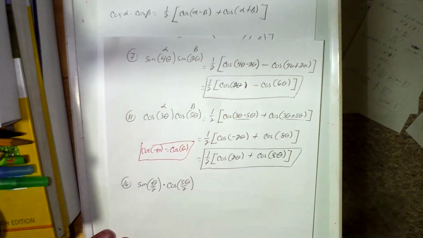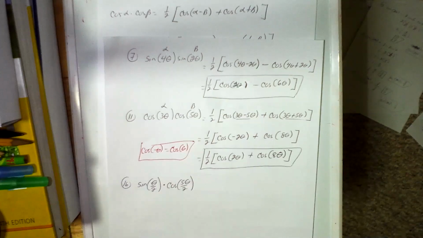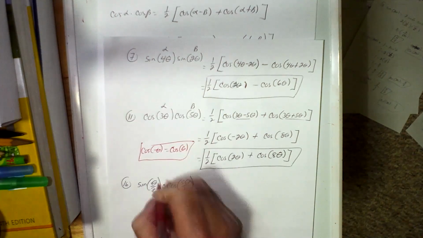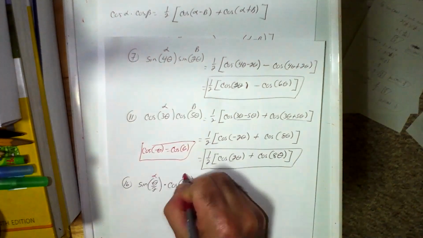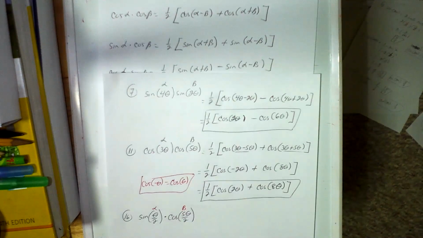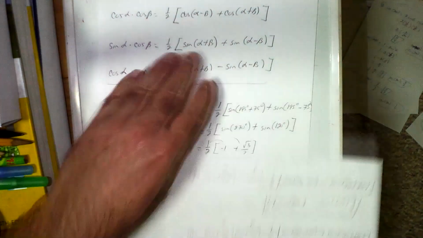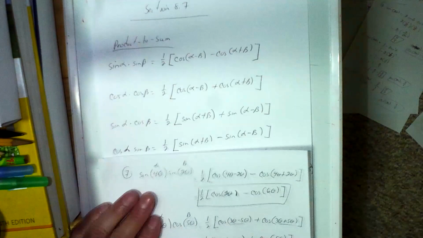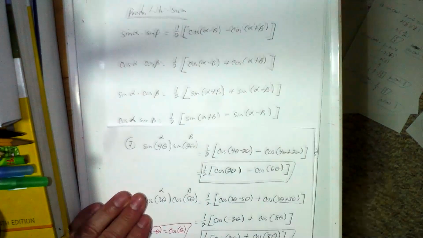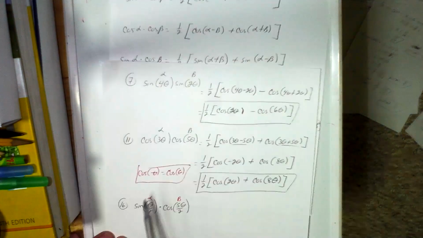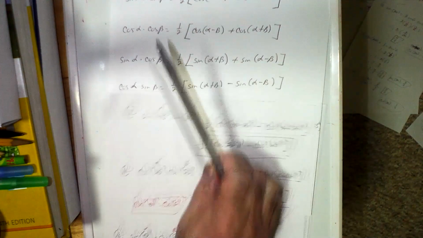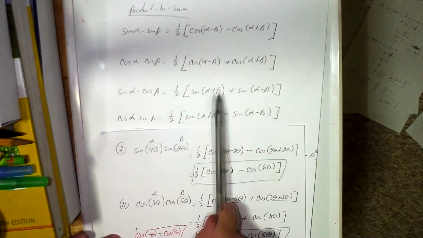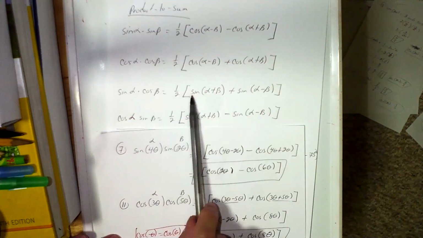Right. It doesn't matter what your alpha and betas are. You can do the same thing. So this is your alpha. Here's your beta. I've got to write down my correct formula. My correct formula is going to be, let's see, I need a sine cosine. So sine cosine is the third one. There's a third line, sine cosine. So I'm going to use that formula.